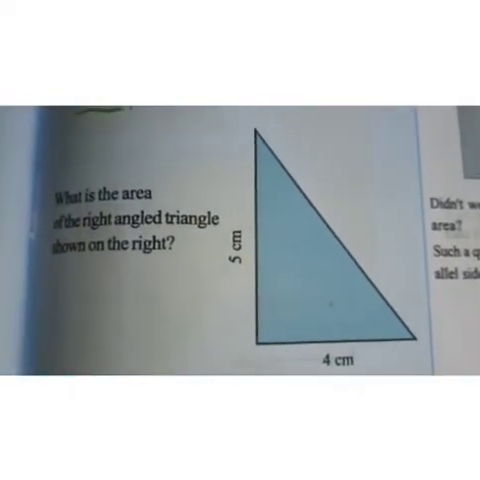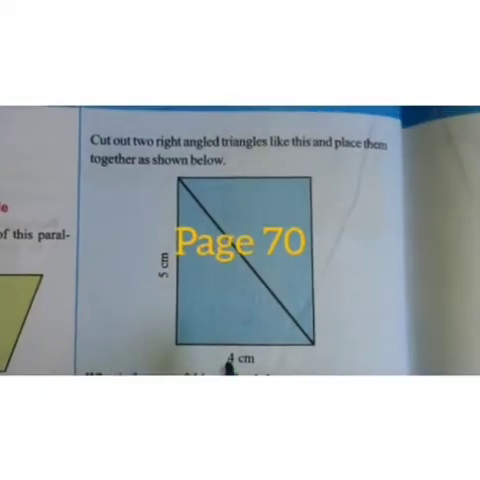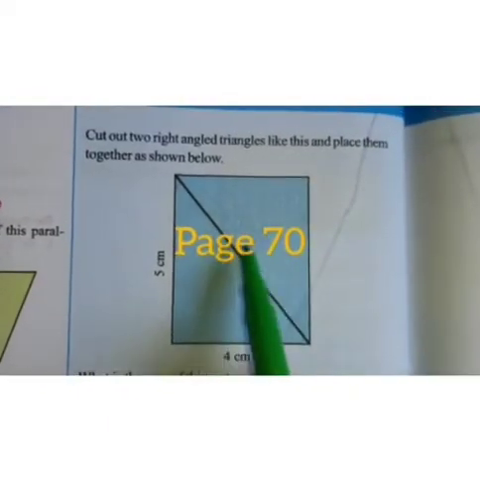See here, what is the area of this right angle triangle? Here the right angle is here. So what is the area of this one? Previously we studied half of the area of the rectangle. So if you draw one more from this corner, you will get a right angle. So if we cut out two right angles and join like this, you will get a rectangle like this. So how will you find out the area of this triangle?